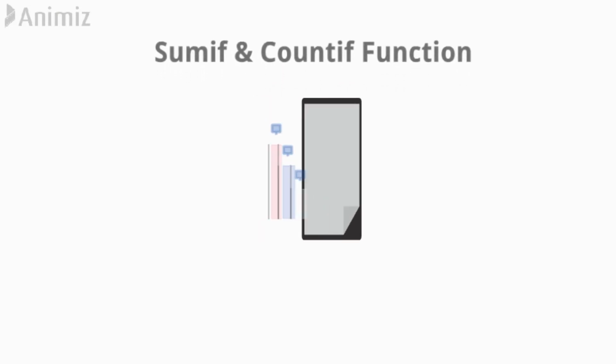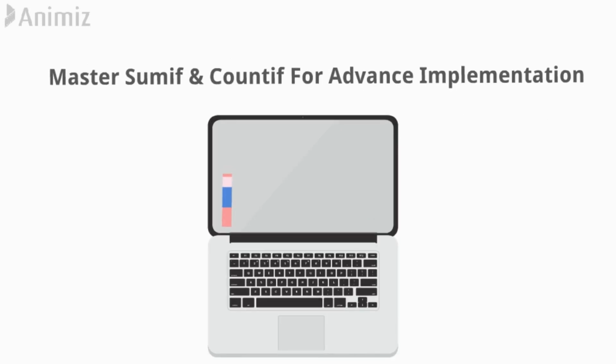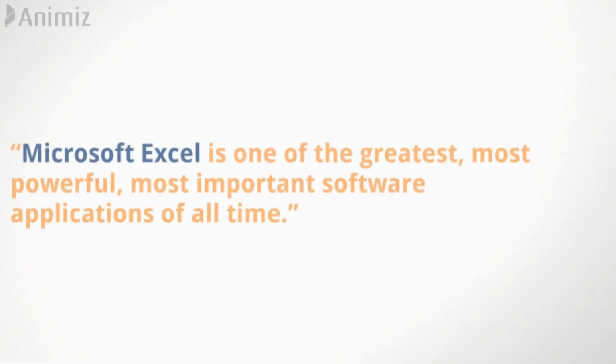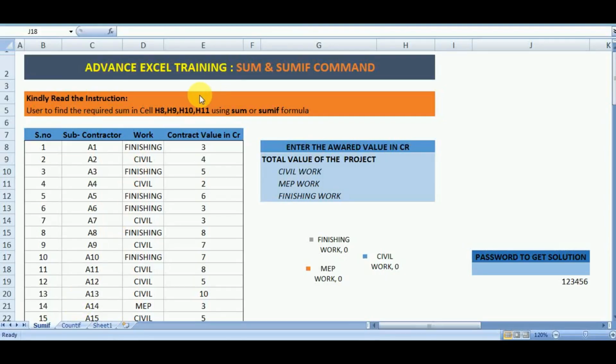In this video, we will understand how we implemented the SumIF and the CountIF function in the task provided. So let's first understand the task. Here we have a list of subcontractors in column C, in column D the trade of work which has been awarded, and in column E the value of the work.